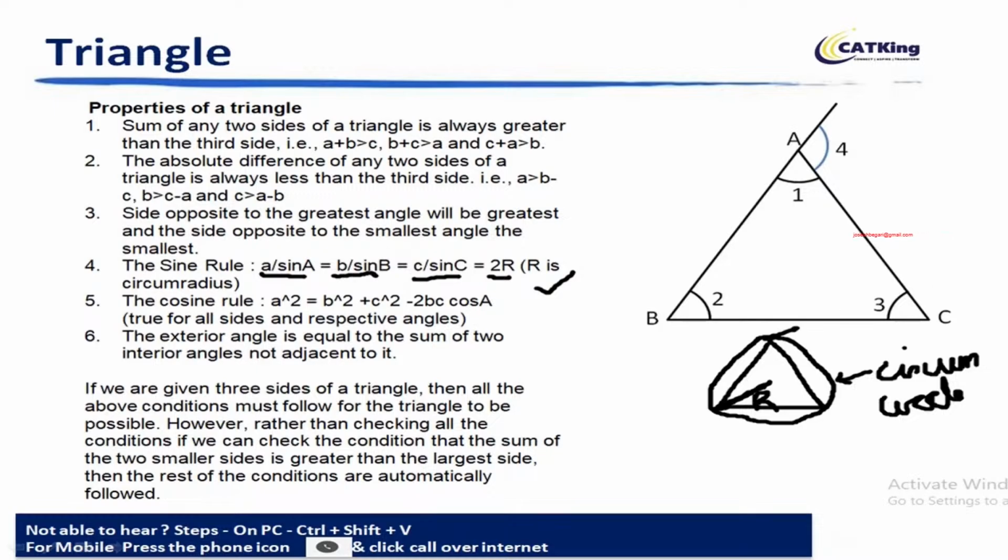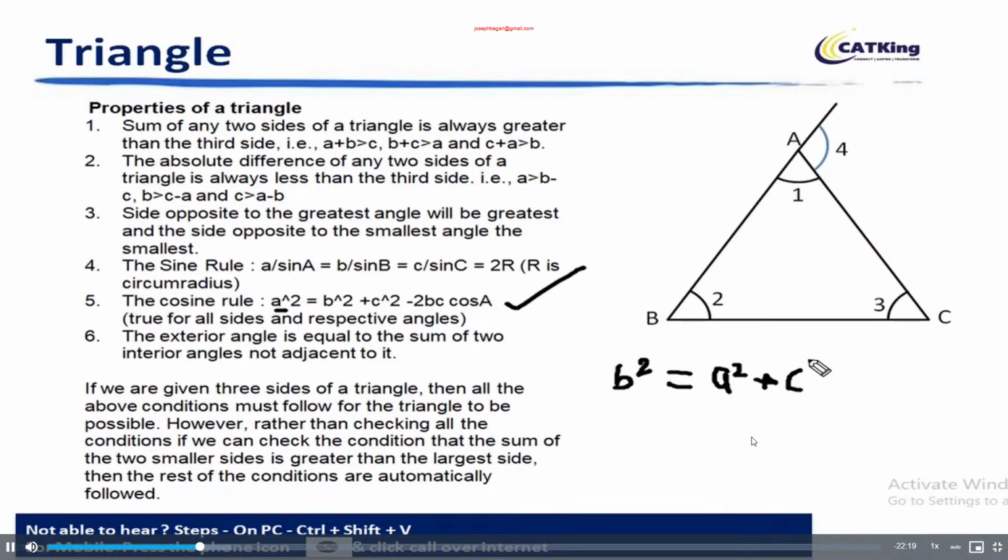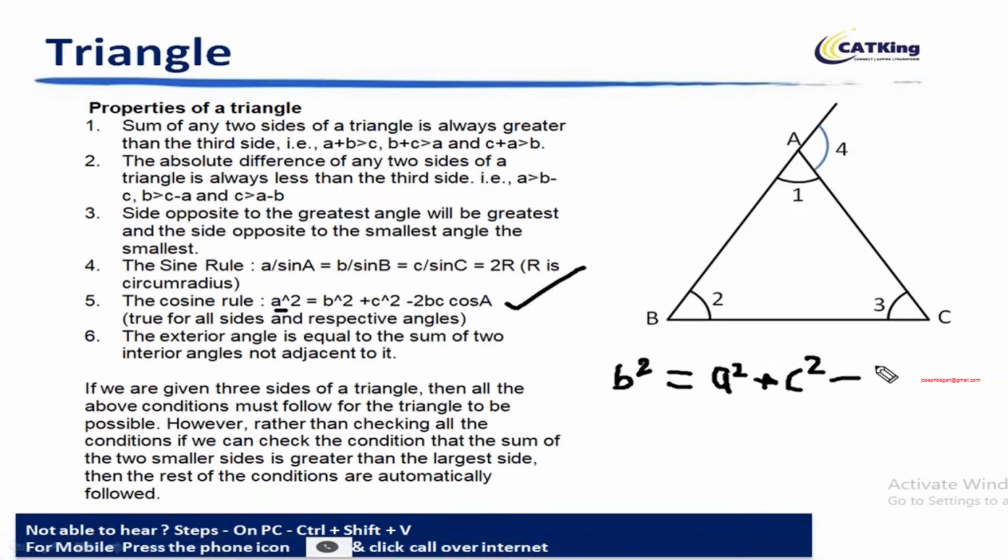The fifth property is also known as the cosine rule, and it states that a square is equal to b square plus c square minus 2bc cos A, and this is valid for every side and all the corresponding angles, right? a square is equal to b square plus c square minus 2bc cos A, and similarly for b you can write it as b square is equal to a square plus c square minus 2ac cos B. And similarly for c as well, right? So this is known as the cosine rule.